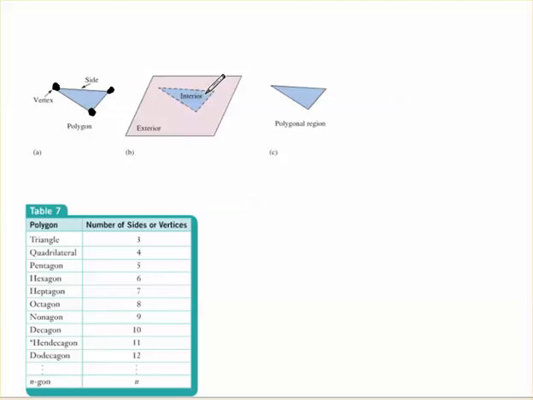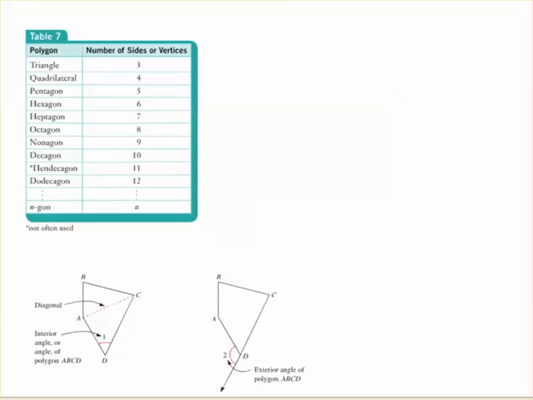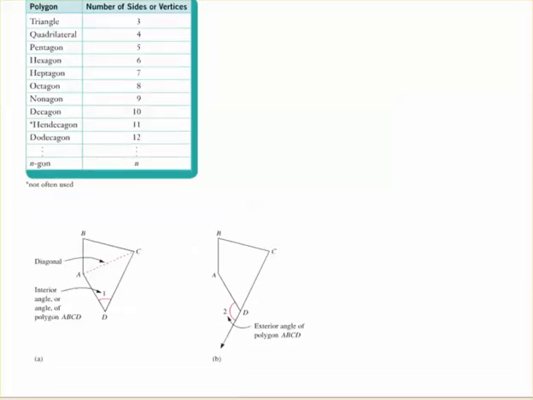Then you can also talk about the interior and the exterior of the polygon. The interior, of course, being inside the polygon itself, the exterior being outside of the polygon, and that interior space is also called the polygonal region. So that's pretty interesting. Now, let me scroll down here and let's continue talking about these polygons.